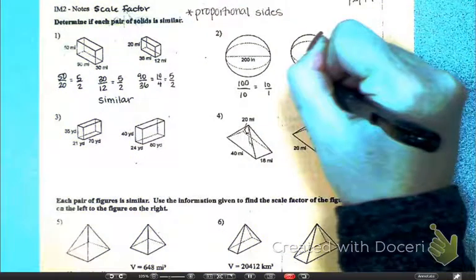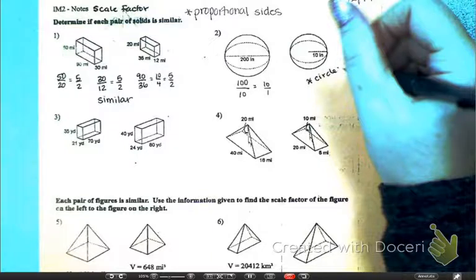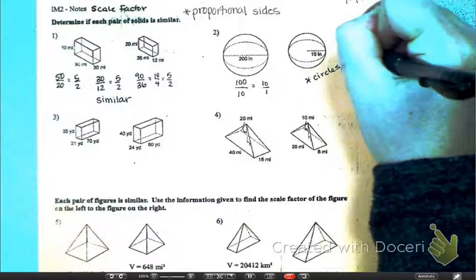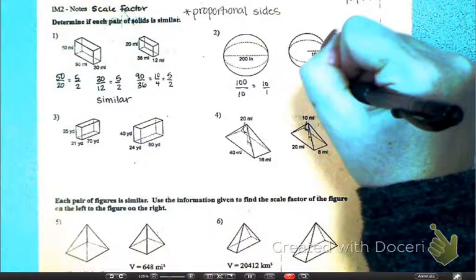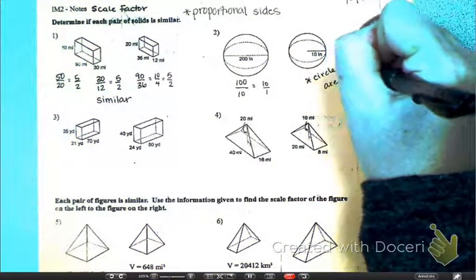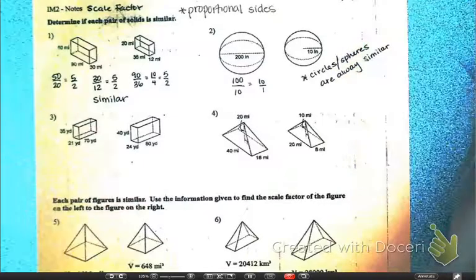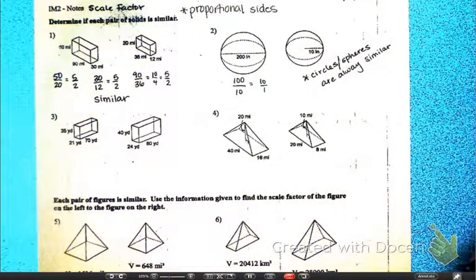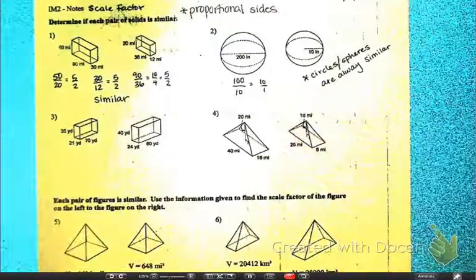For circles or spheres, it can be both. Circles and spheres, I'll just write both of them in here. So circles and spheres are always similar. Circles and spheres just get smaller and bigger. They will always be similar, but you still will have to find the scale factor.